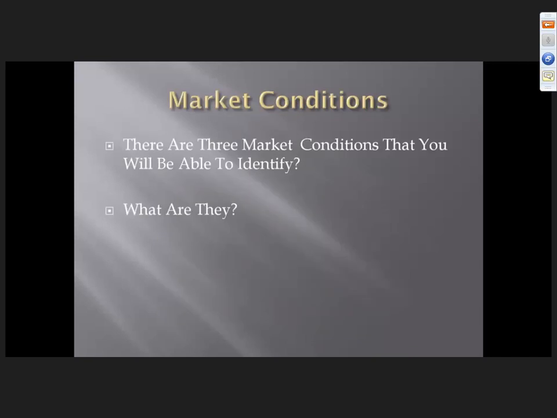All right, get out a piece of paper. I've got a couple of questions for you. Number 1 to 3. There are 3 market conditions that you should be able to identify, and you should know what they are. What are they? Write them down. I'll give you 30 seconds. Go. All right, time. Okay, what are they? Anybody? Okay, here are the answers.